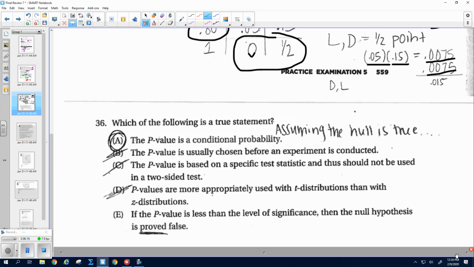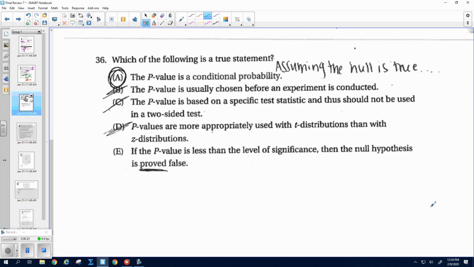All right, 36. I was tempted to put E on this one, but it is A. So the problem with E: if the p-value is less than the significance level, then the null hypothesis is proved false. We never say that, right? If the p-value is less than alpha, we do reject the null, but it's never actually proved false.